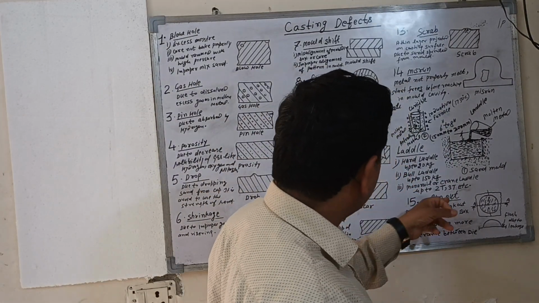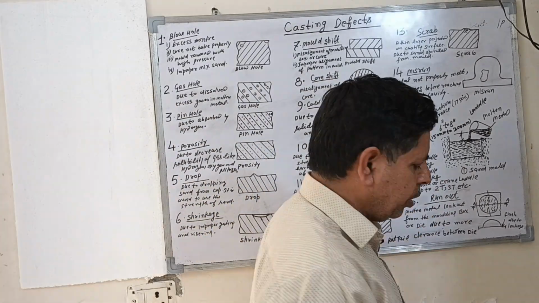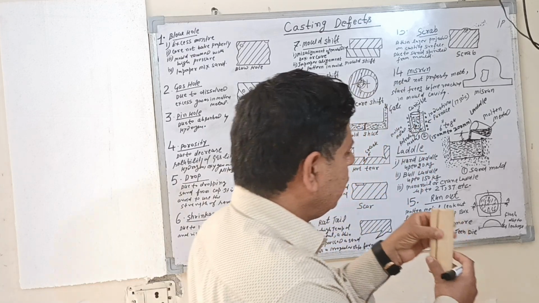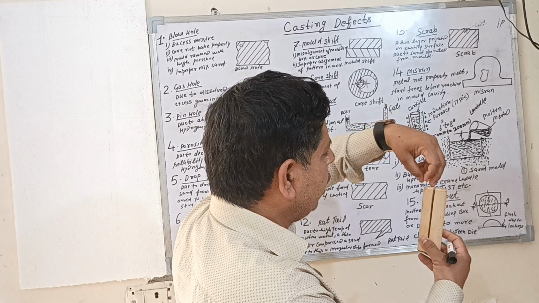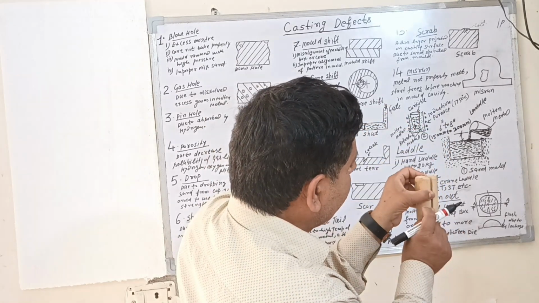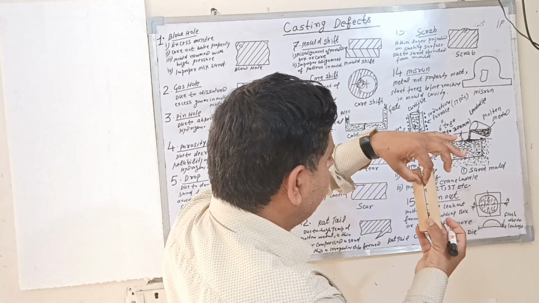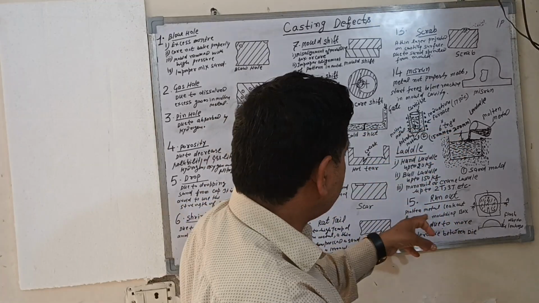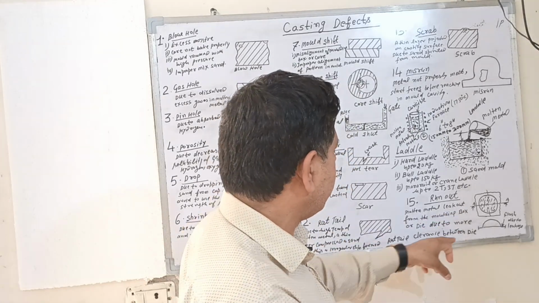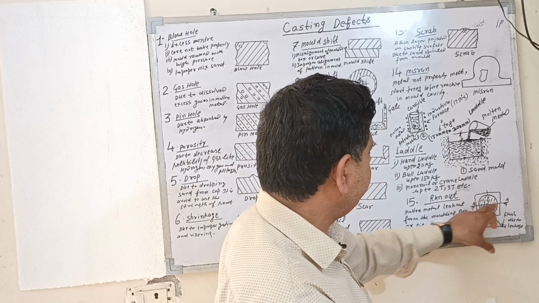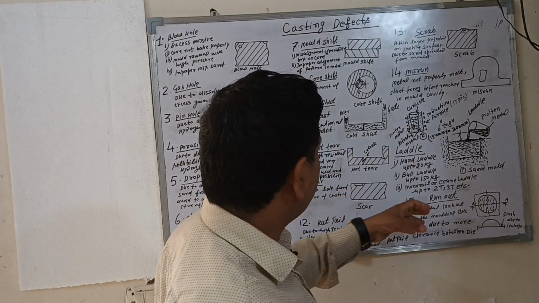Number 15 is run out. Run out means this is a molten metal. When you are pouring the metal, the metal is running out from this side due to the more clearance between two dies. The molten metal leaks out from the molding box or die due to the more clearance between two dies. So this type of defect is created due to the more clearance.